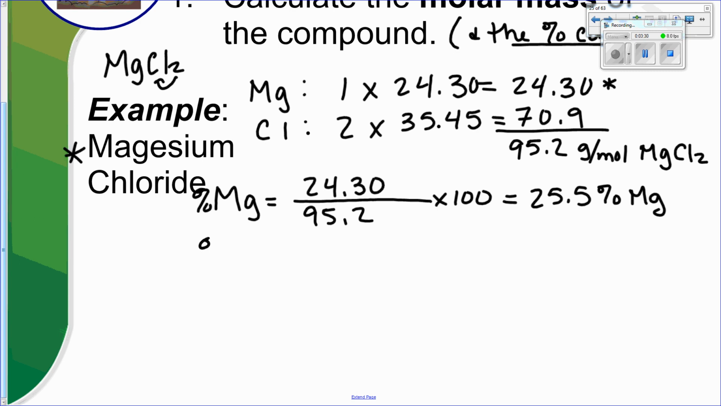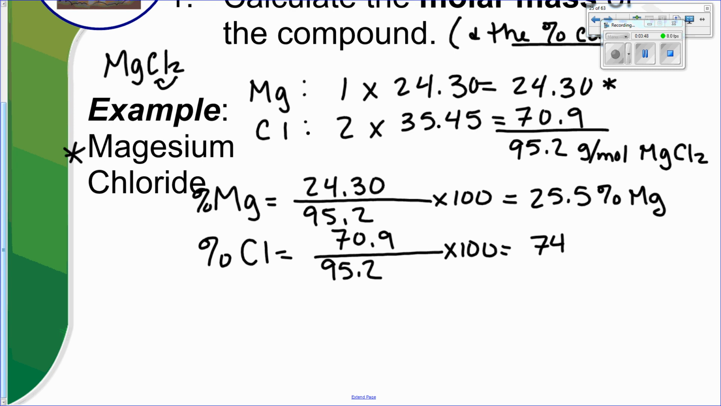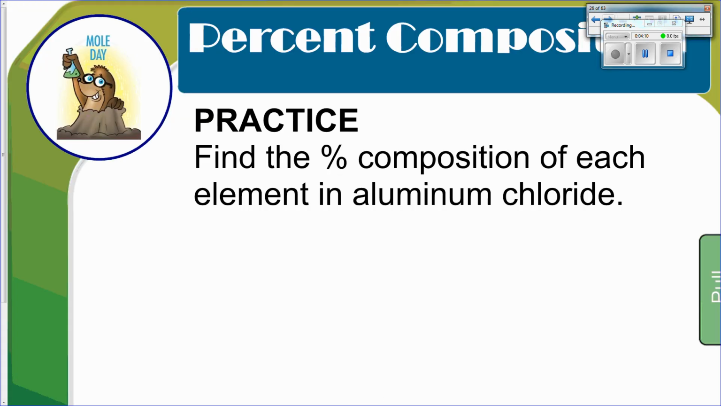And then percent chlorine is going to be part over the whole, so to speak. So it's the molar mass of the chlorine, which is 70.9, over the molar mass of the entire compound, which is 95.2. Times it by 100, and you get 74.5% chlorine. The same concept applies here. It doesn't matter how large your sample size is, 74.5% of magnesium chloride will be the chlorine. You can check your work by adding these two percents up, and they should equal 100% because these are the only two elements in magnesium chloride. So, pretty easy. Let's move on.